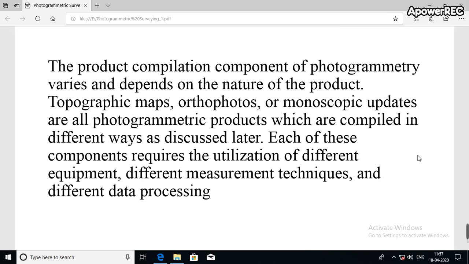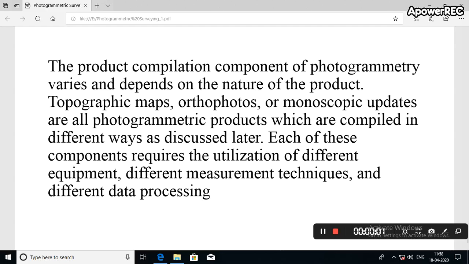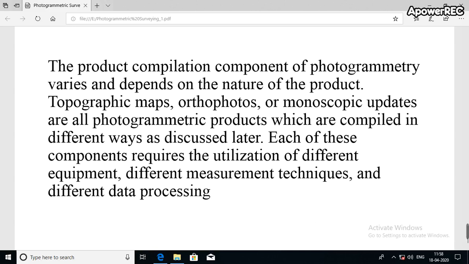The third one is product compilation, which is very important in terms of the photogrammetric survey. It depends on the nature of the ground or the product. That means the topographic map, monoscopic updates, and all photogrammetric products are compiled in different ways and they will be discussed. Each of these components requires different equipment, different measurement techniques, as well as different data processing. So these are the three components that we have already discussed, all having different uses and applications with different methodologies.